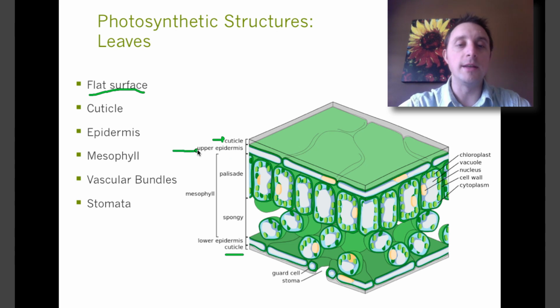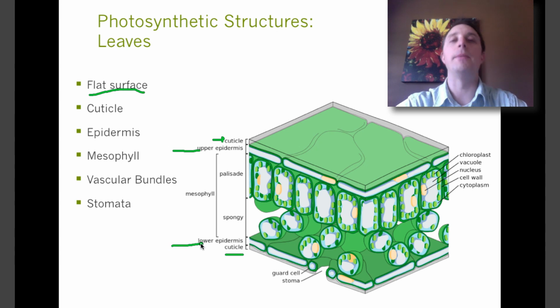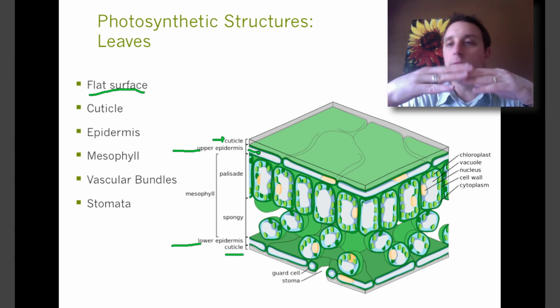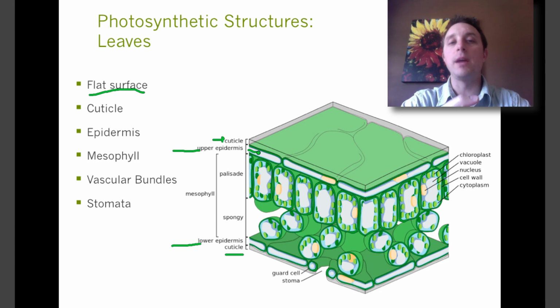And then there's the epidermis, which has both an upper and a lower epidermis. This is the first layer of cells. You can see it right there. This is the epidermis, very similar to the epidermis found on our skin. It's like a skin layer. It's very tightly packed cells, very close together, and that will also help prevent some water loss.